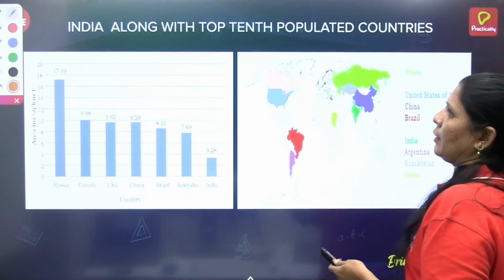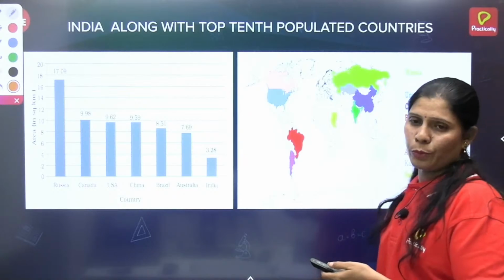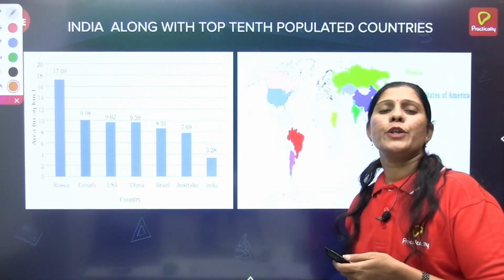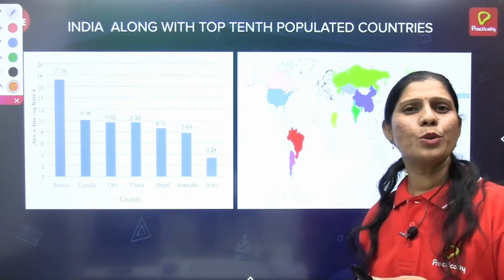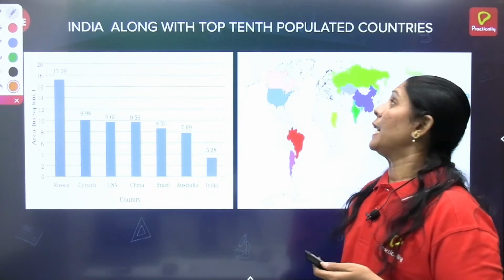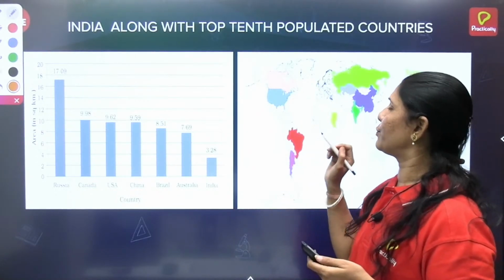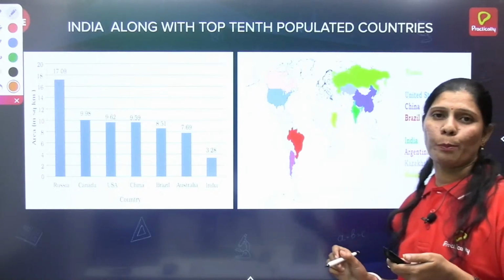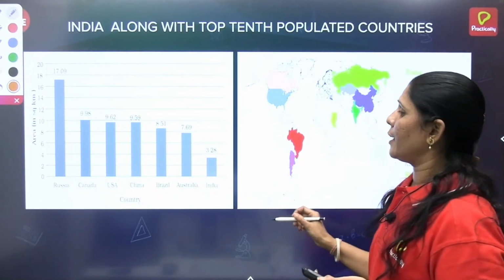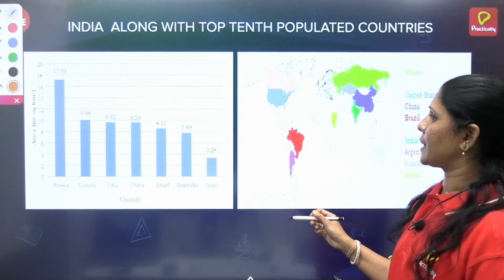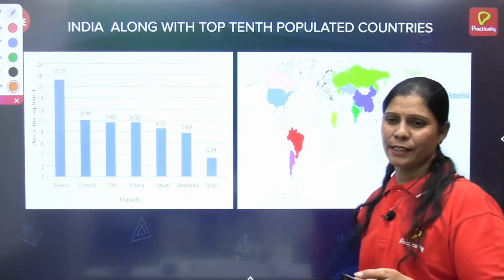Now come to India along with the top 10 countries. You all know that India has a huge population. Let us have a look at the top 10 populated countries, and here are a few countries. Can you identify the countries in this map?